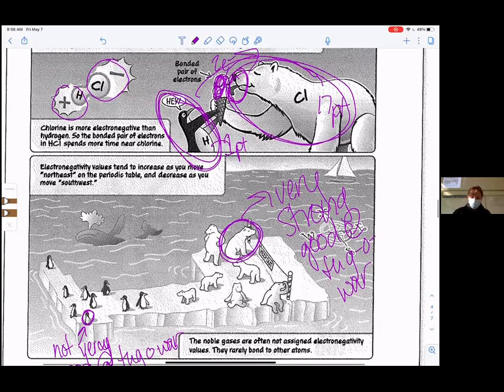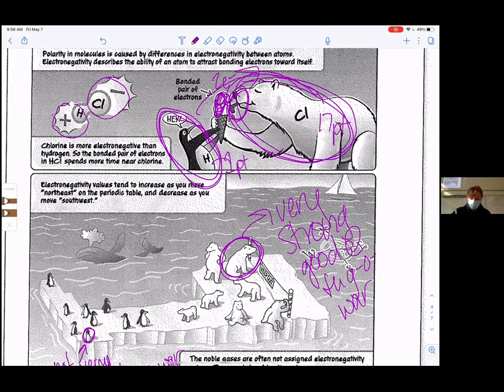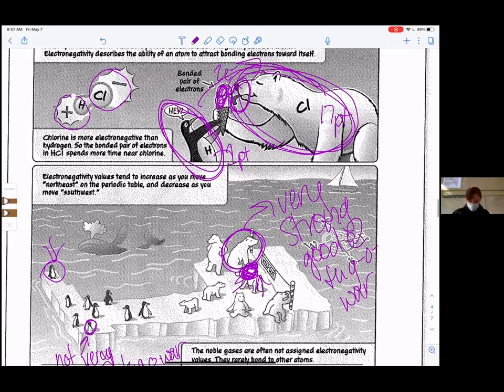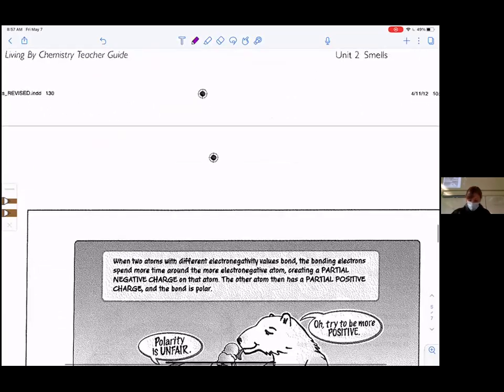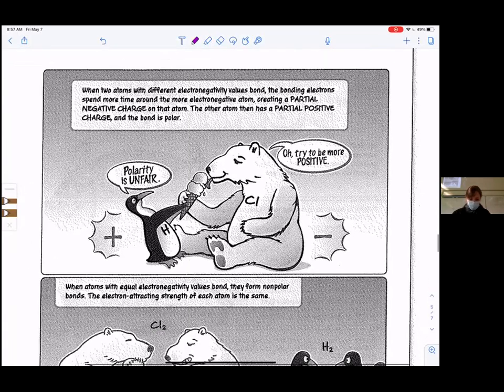So if you think about this, you've got this chlorine, which on the periodic table is right here, fighting with the hydrogen. And this is definitely going to be a stronger competitor right down here at the tug of war than this tiny little penguin. That's kind of how it works in my brain. And that is what you're getting today.